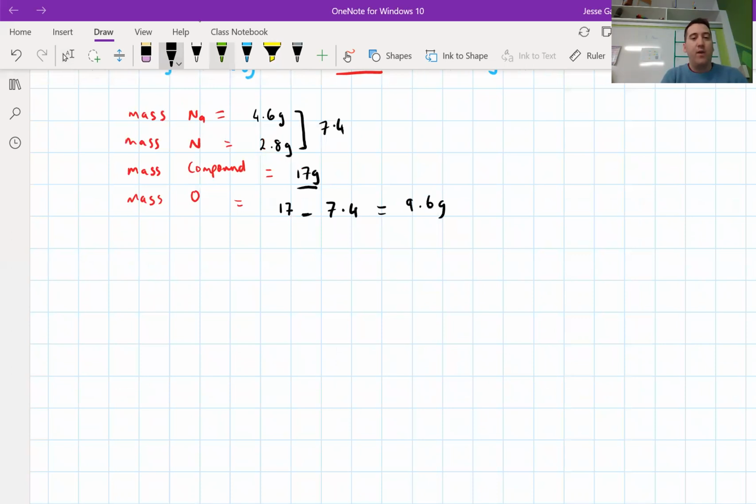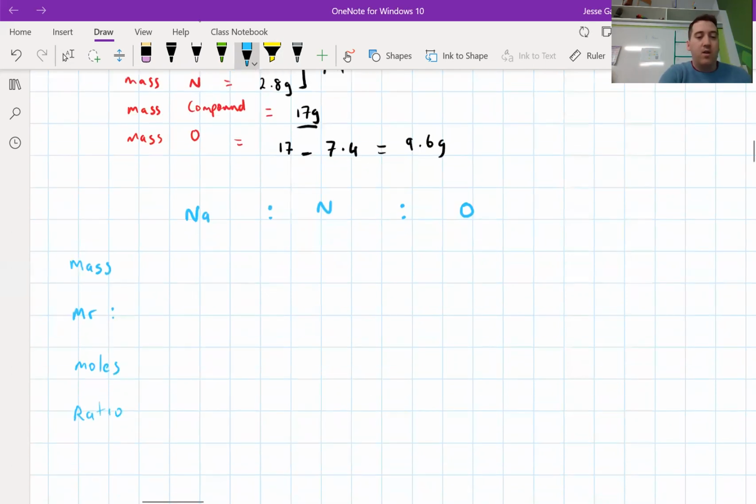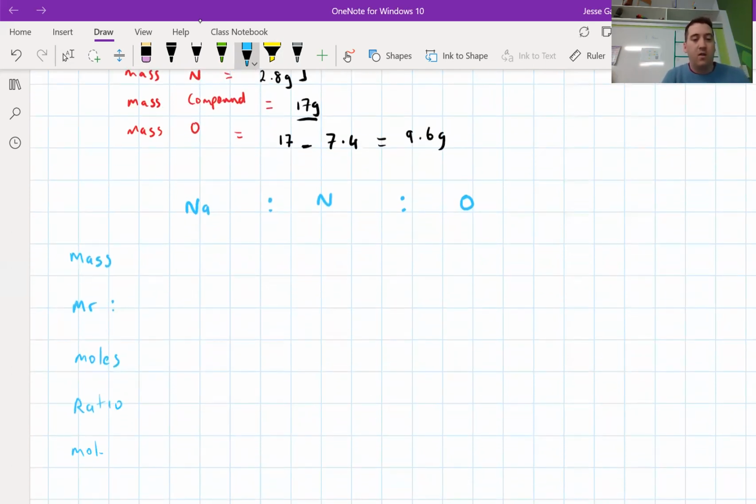This time we have 3 elements in our compound. So I'm going to lay out the structure of this for you so you know what it looks like. We have 3 elements in the compound. We have Na, S, and O. And we want to know what's the simplest molar ratio between these three things. So the first thing you're going to write down is the mass of each one. Then you're going to find the Mr of each one. Then you're going to find the moles of each one. Then you're going to find the ratio. What's the ratio? And then you're going to find the molecular formula.